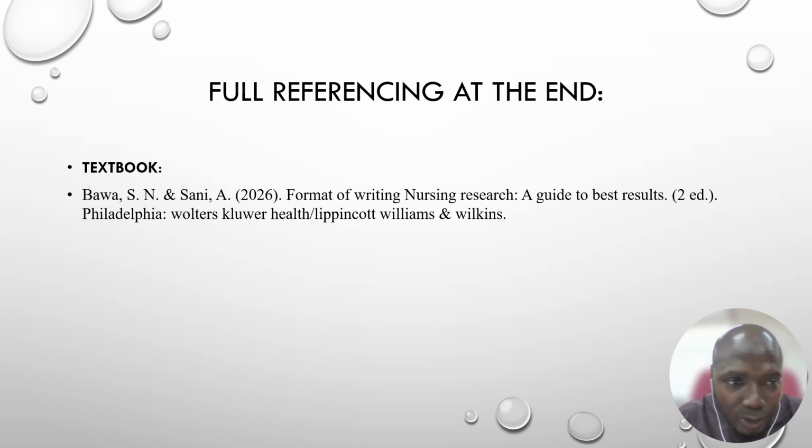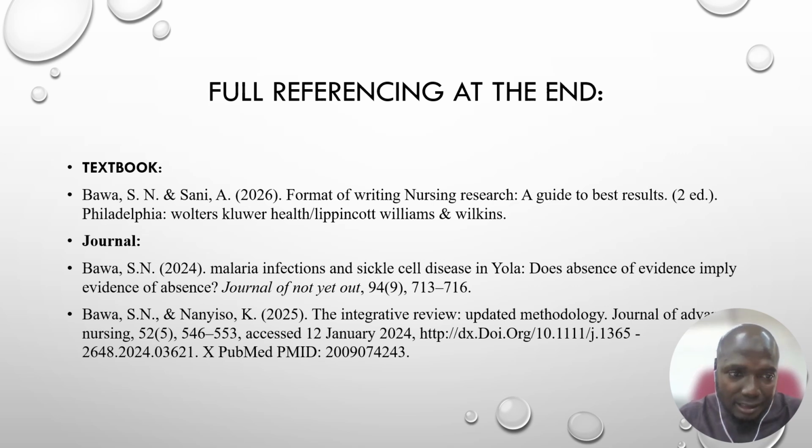So you take note that after Bawa there is a comma, after S there is a full stop, after N there is a full stop, and Sani comma, A full stop. Then you open the bracket and then you write a full stop here. All this is the punctuation I'm saying that you have to take care of. Then if it is a journal, then Bawa comma, S.N.